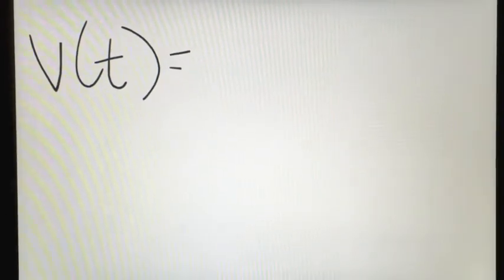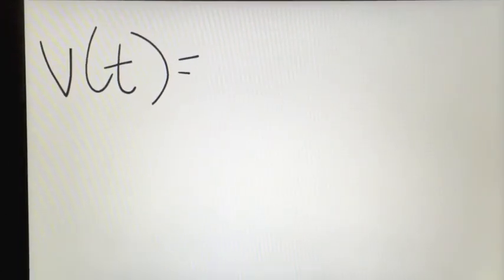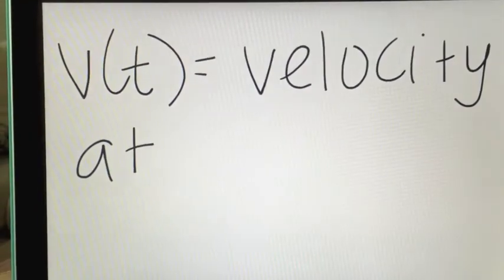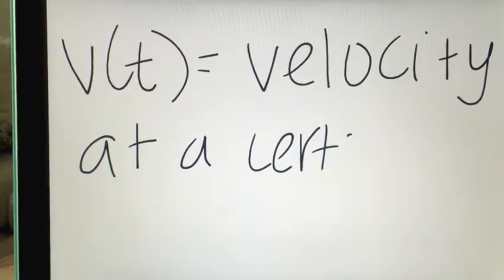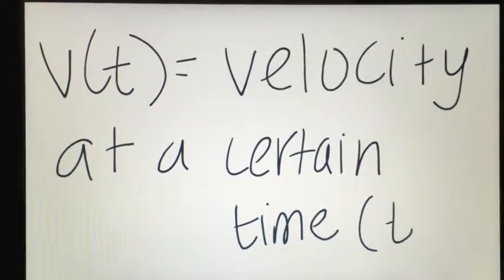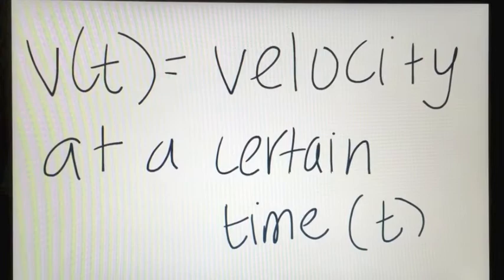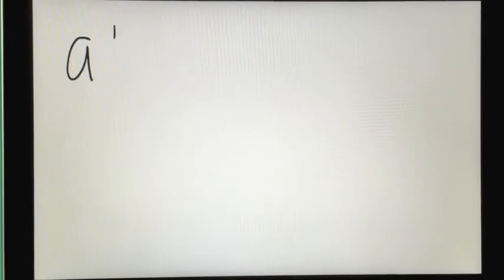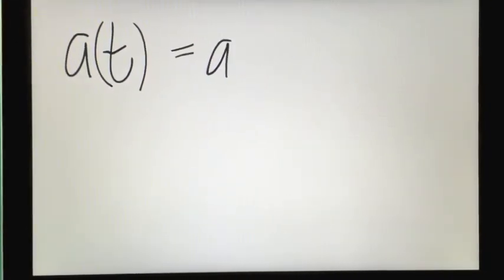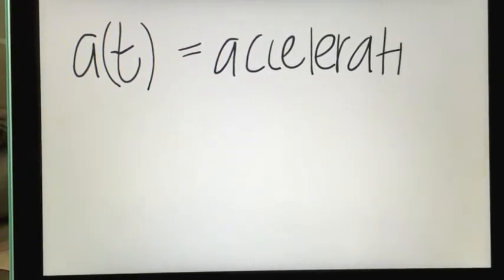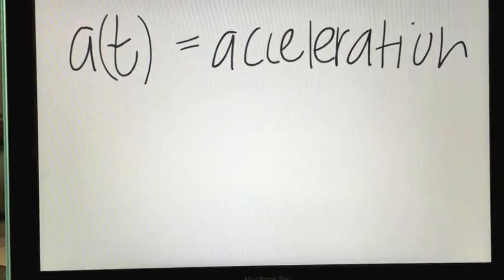Next, it'll give you v of t. And can anyone guess what that is, physics people? Velocity. Yes, it's velocity, at a certain time t. Then a of t equals acceleration, at a certain time t.